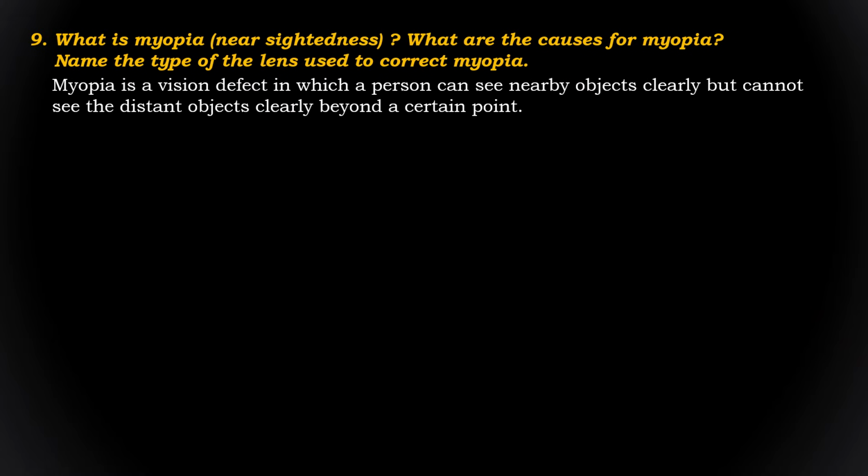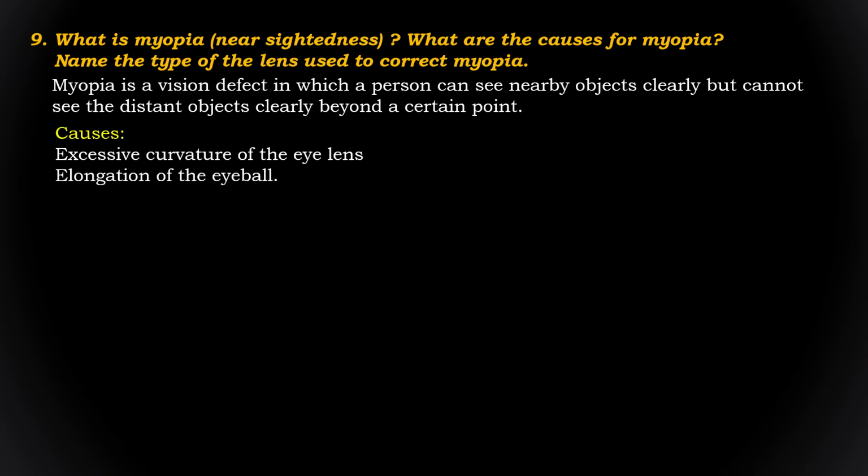We'll go to the next part. What are the causes for myopia? I've listed 2 causes. They are excessive curvature of the eye lens and elongation of the eyeball. There is one more question asked: name the type of lens used to correct it. Correction: how it can be corrected. A myopic eye is corrected by using a concave lens.